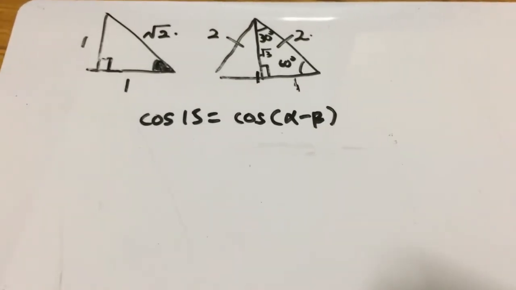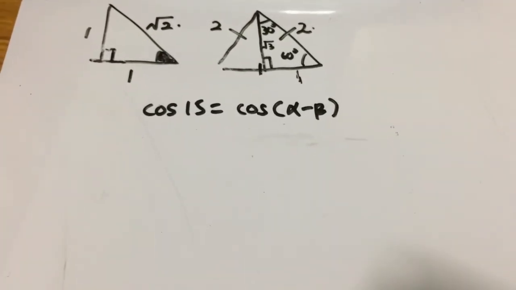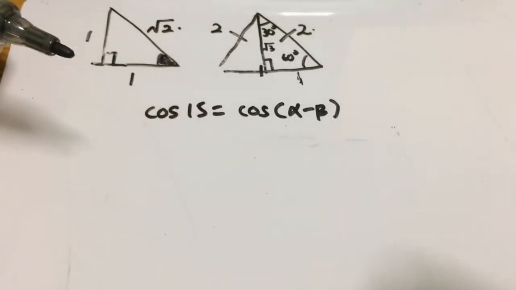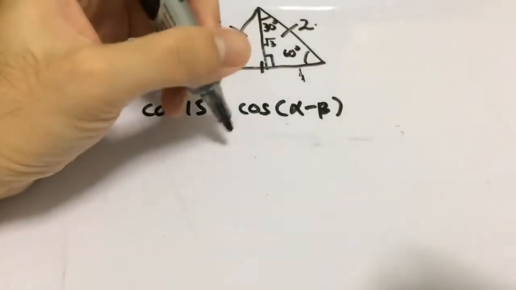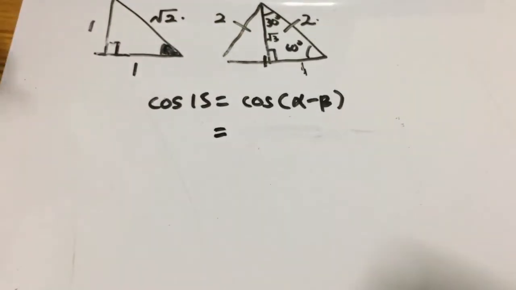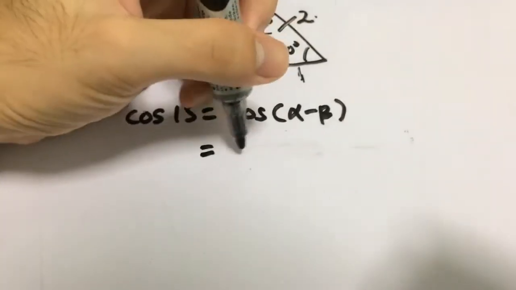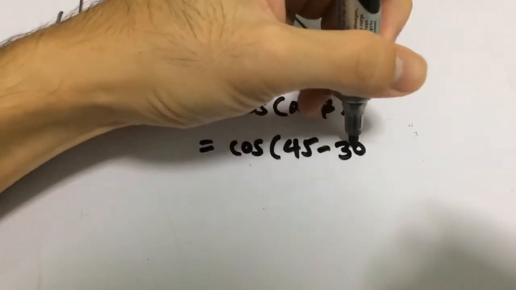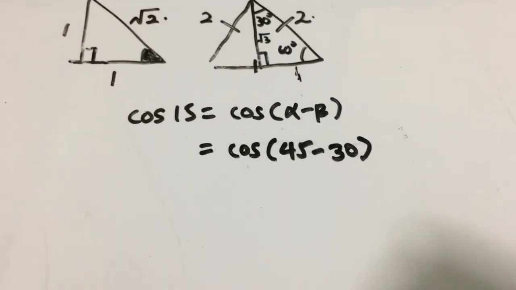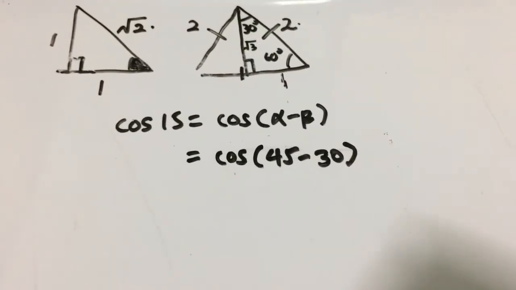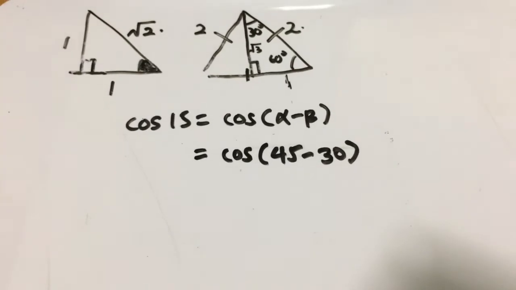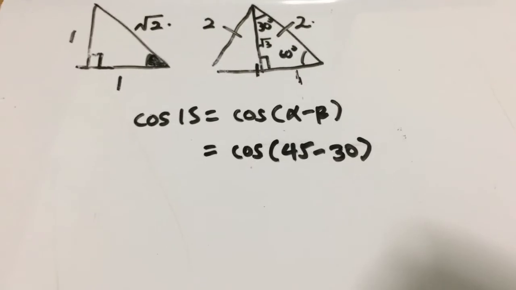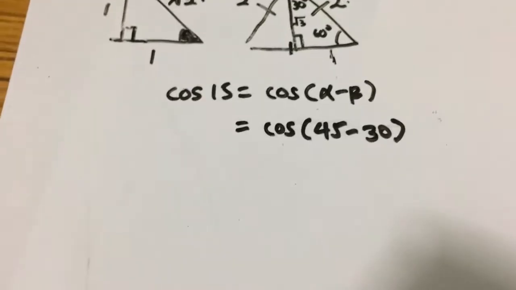Okay, last but not least is to actually calculate cosine 15. So the first thing that we do is to split it out into cosine of alpha minus beta, because this is the correct formula to solve it. And then the next thing that we do is to replace alpha and beta with values. We replace alpha with 45 and beta with 30, because we know the values of cosine 45, sine 45, cosine 30, sine 30 without using the calculator.